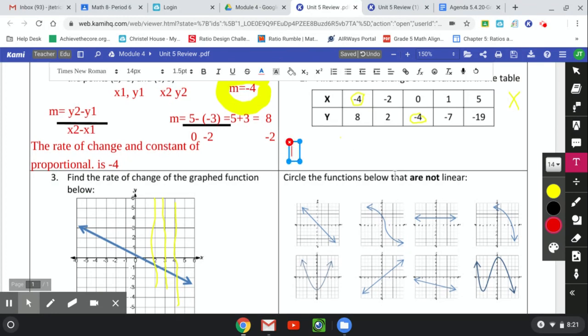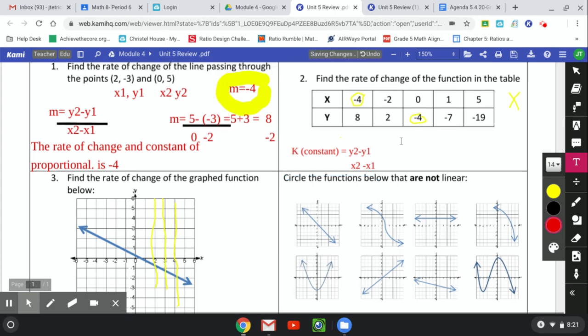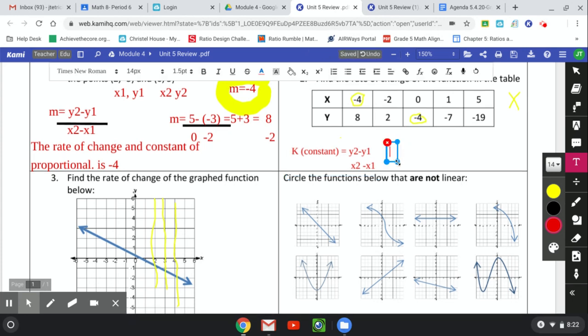that k, which is the constant, is equal to, guess what? We're going to say the change in y, y2 minus y1. And we're going to divide that by the change of x, x sub 2 minus x sub 1. And we can choose any values on this chart. And that's what I'm going to do first and foremost.